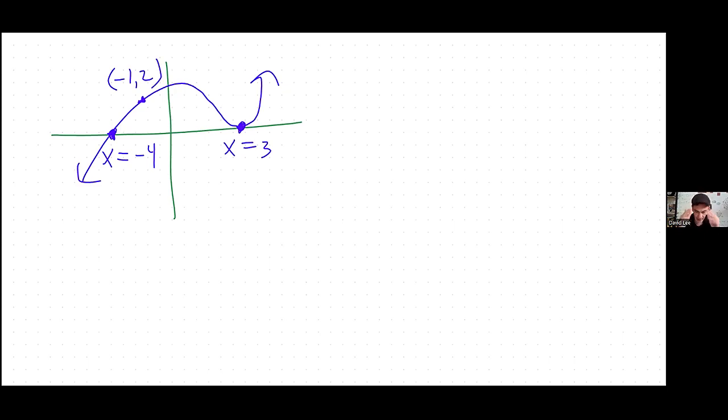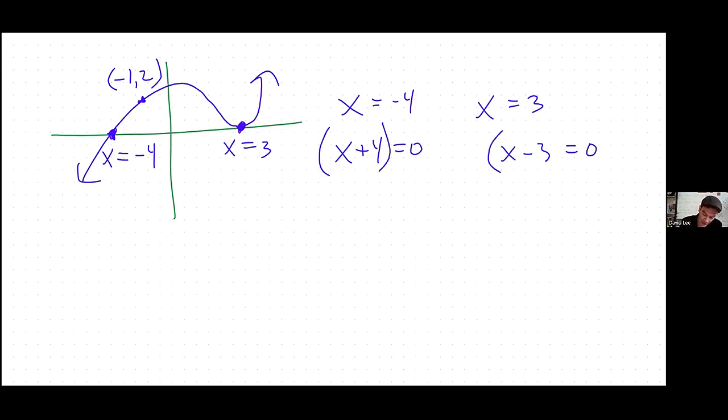Go x equals all of your x-intercepts. So here I have two x-intercepts. So this would be x equals minus 4 and x equals 3. And then move those numbers to the other side. So this would say x plus 4, and this would say x minus 3. And then put some parentheses around your factors and put your factors side by side.